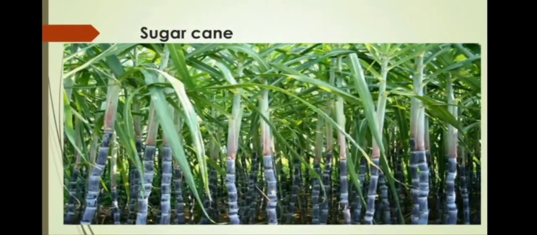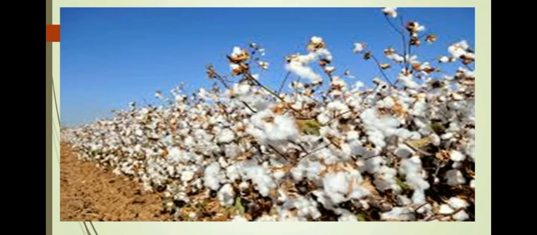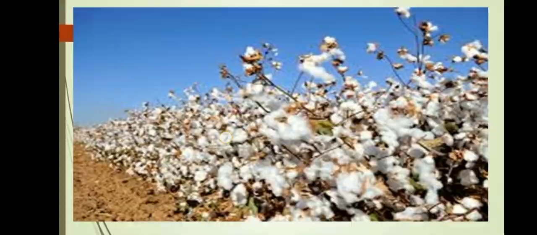Next one is cotton. Cotton grows well in the southern and western states and is dominated by Texas, California, Mississippi and so on. Warm summers with frequent rainfall and fertile soil are favorable conditions for the growth of the cotton crop.